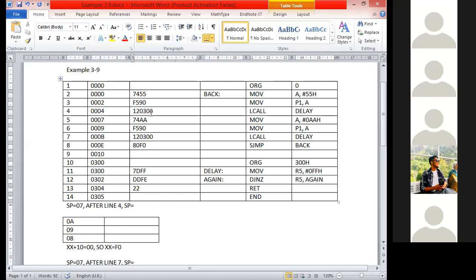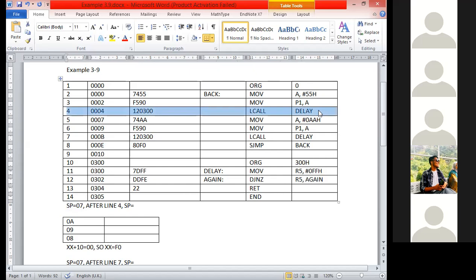Now, I told you that whenever we execute, the address is stored. How is it stored? Actually, your stack comes into play. By default, in this program, the value of the stack pointer is not defined, so by default the value of the stack pointer is 07. Where do you encounter the first LCALL? You encounter the first LCALL in line number 4.